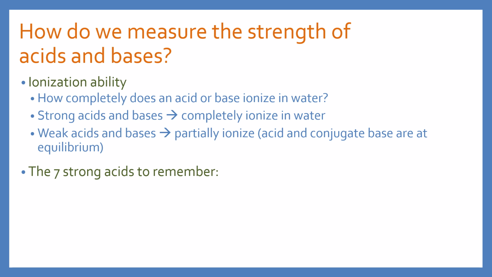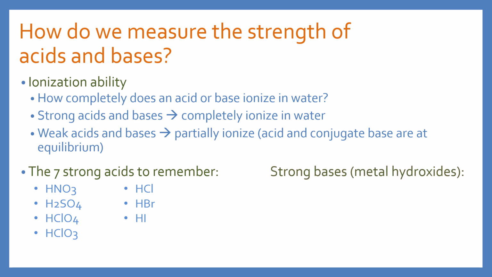There are 7 strong acids that you learn in Gen Chem: nitric acid, sulfuric acid, perchloric acid, chloric acid, hydrochloric acid, hydrobromic acid, and hydroiodic acid. And the strong bases that you learn in Gen Chem are all metal hydroxides. You'll learn in organic chemistry that there are actually bases out there that are much stronger than these strong bases, but we'll get to that later on in the semester.